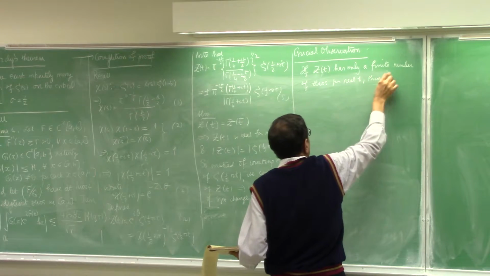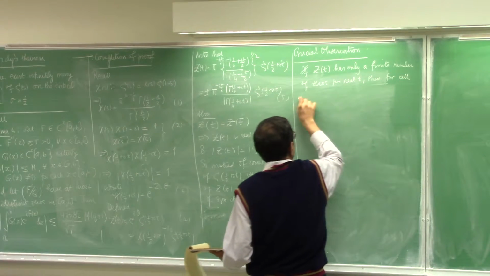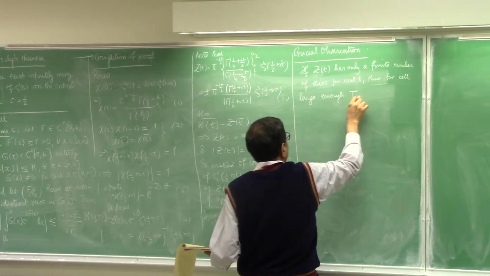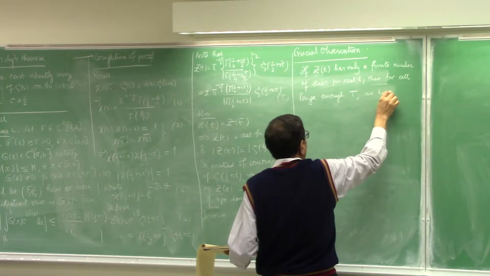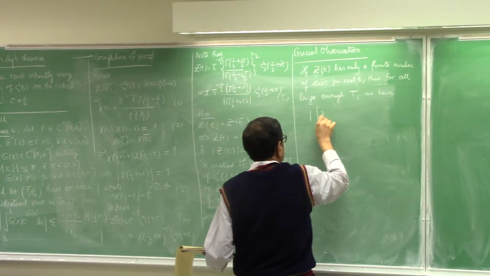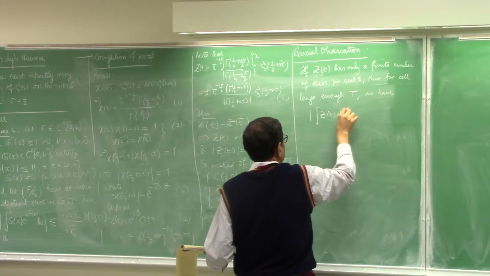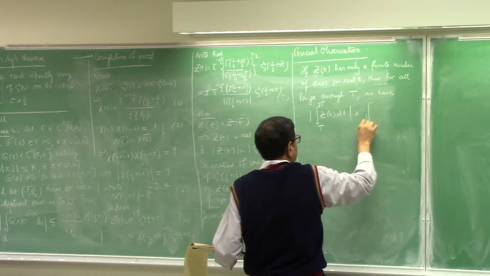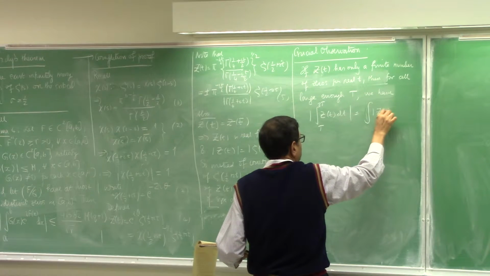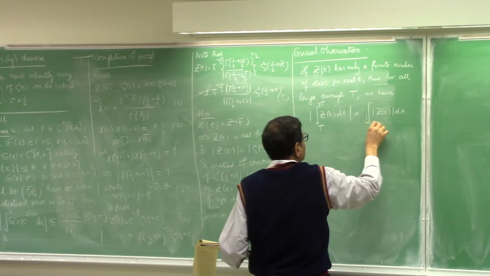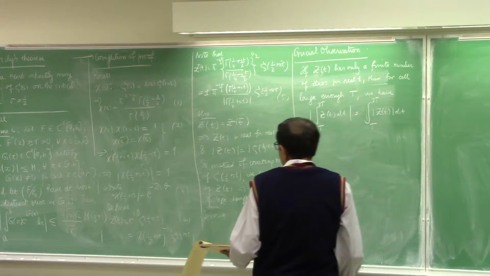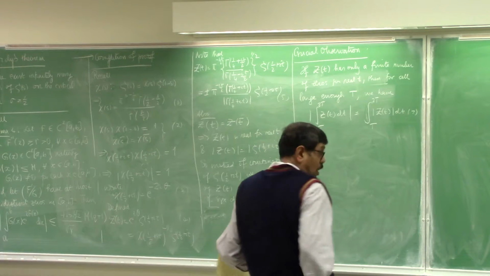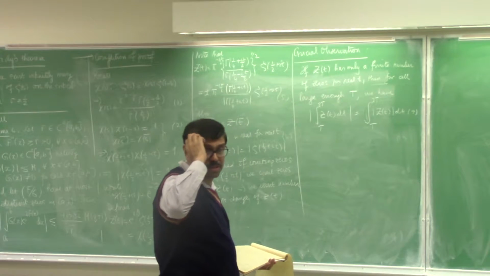then for all large enough capital T, we have the absolute value of the integral of z of t dt from T to 2T must be the integral of the absolute value of z of t dt from T to 2T. Okay? And we will now show that 7 is false.